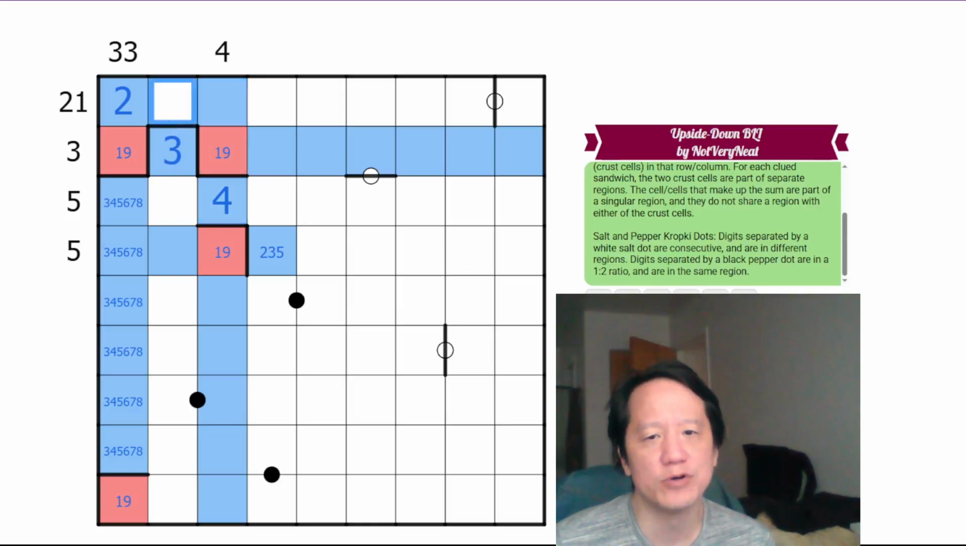This cannot be 1 or 9 then, because if that's 1 or 9, they would have to be a different region than this, and that would block this upper left-hand region from connecting.